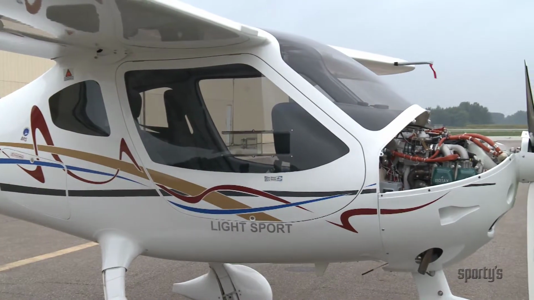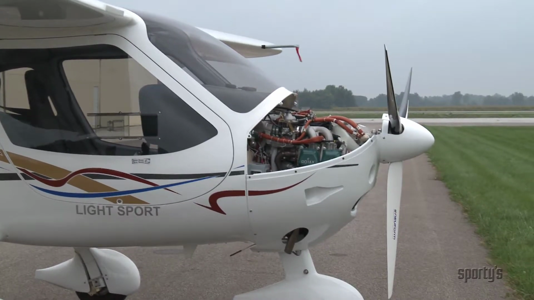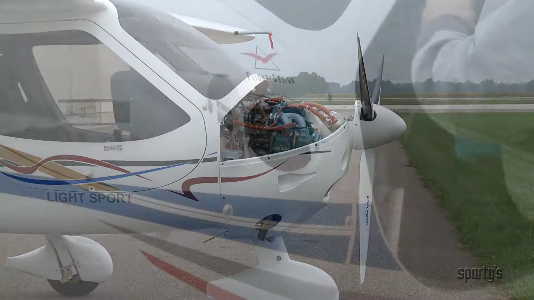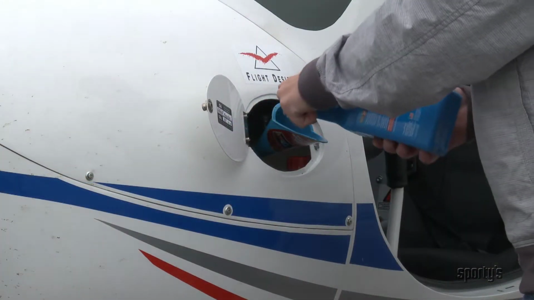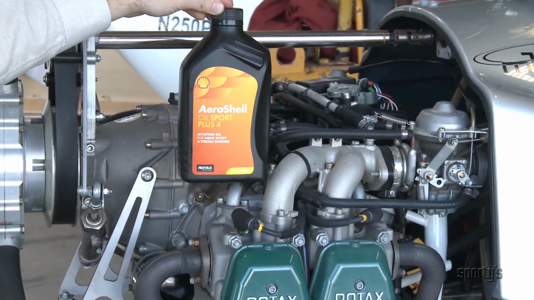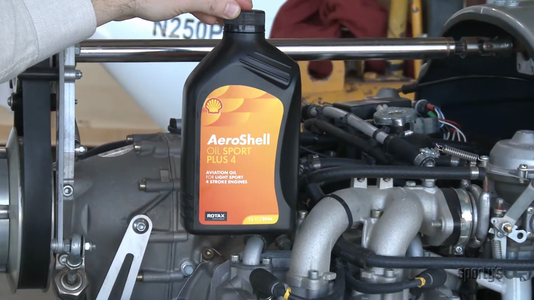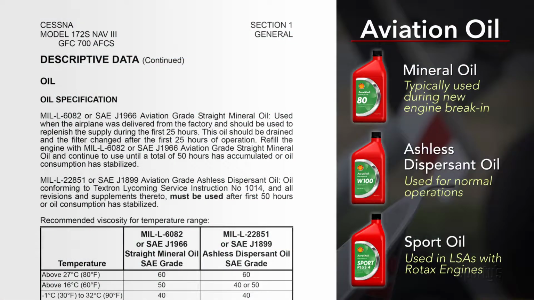One last note on engine oil. If you're flying an airplane with a Rotax engine, most commonly found in light sport aircraft, you'll find that it requires a different type of aviation oil. It is commonly referred to as sport oil and is designed specifically for the needs of 4-stroke Rotax engines. Refer to your pilot's operating handbook or engine manufacturer's recommendations for the correct type of oil to use in your engine.